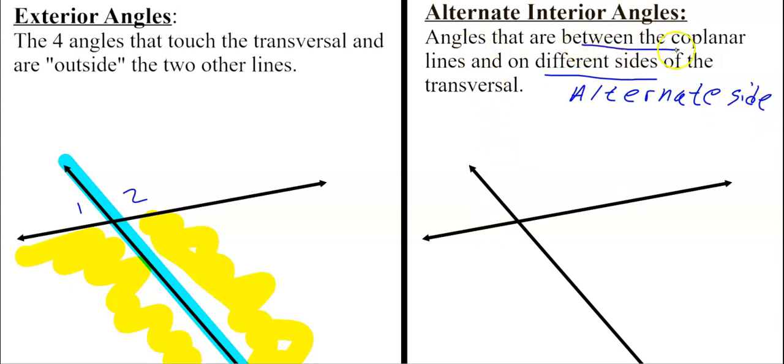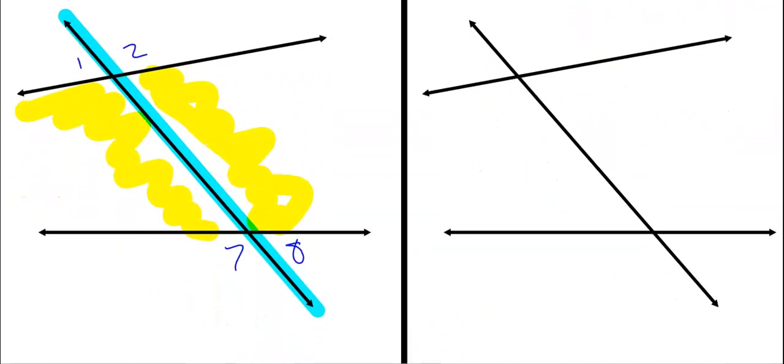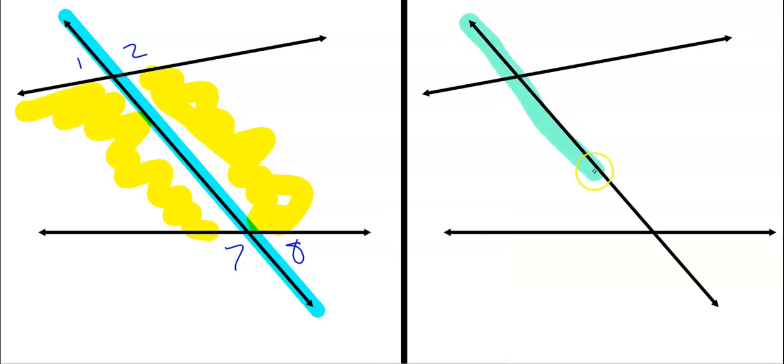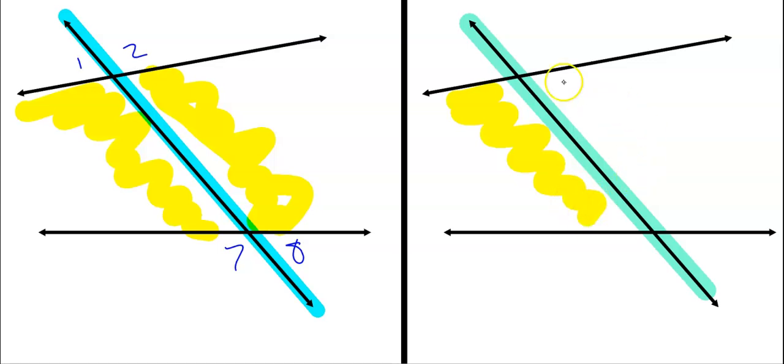So we're going to be between the coplanar lines, that's interior, and on different sides of the transversal, those are alternate sides. So the best way to find those is to start by highlighting your transversal, and then we're going to shade the inside. So alternate interior angles. We're going to pick an inside angle. I'm going to make it this one.